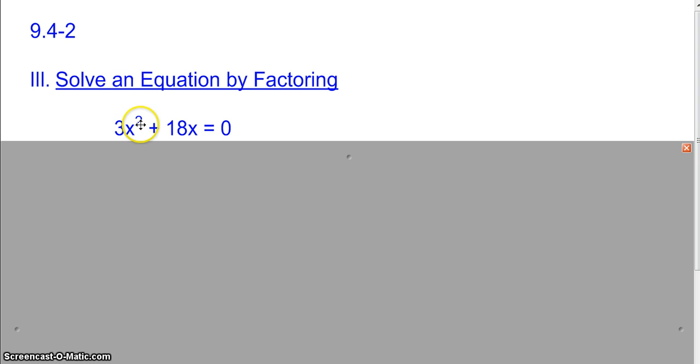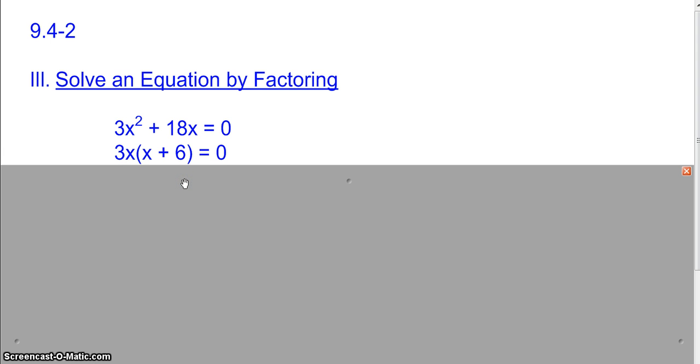Good. So if I pull out 3x, what would I multiply it by to get back to this term? 1x. And what about this term? 6. Good. So there it is, factored. So our first step to finding solutions is factor. And now how many factors are in this new expression here? How many terms are being multiplied together? Good. Summer, say it. 3. We've got 3 times x times this binomial, x plus 6. Okay, so there are 3 factors.